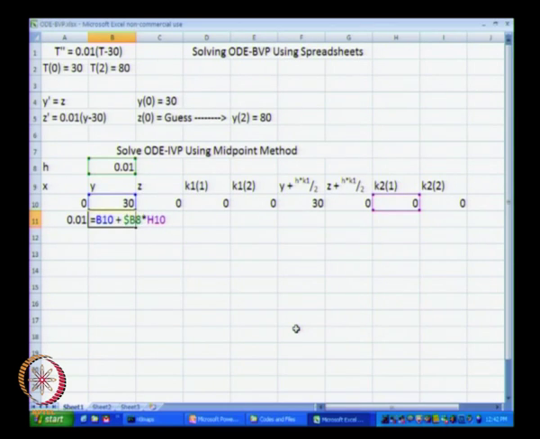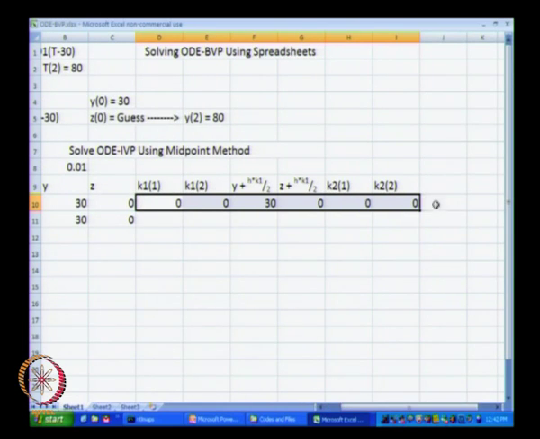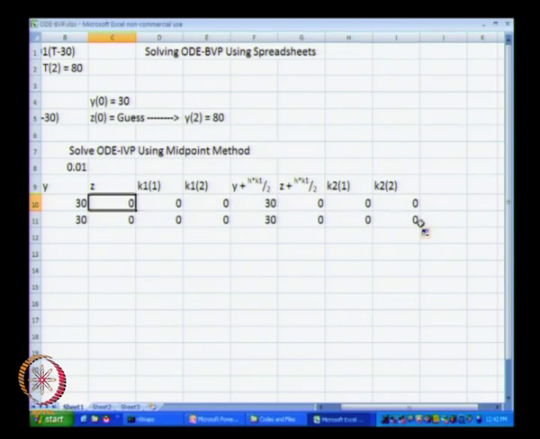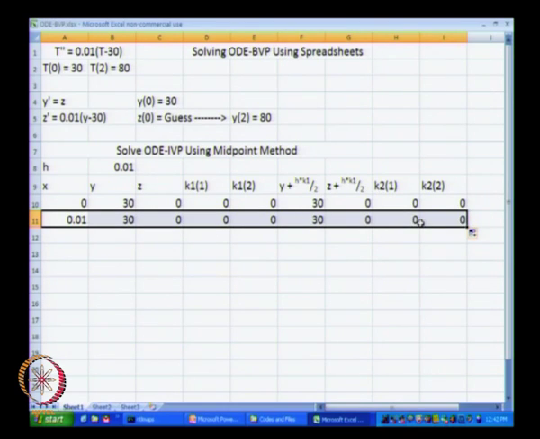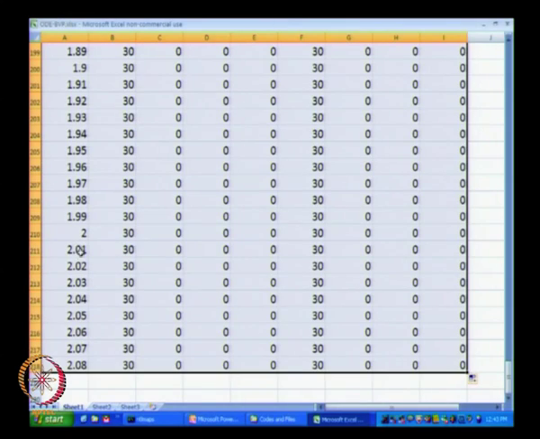and I will put dollars over there, so that whenever we are going to just drag and drop, that value is not going to change. And likewise zi plus 1 is going to be zi plus h multiplied by k2, okay, and for h again I will put the dollar signs. This particular row I will just copy it to the next row, okay, and we will take this entire row and we will copy the entire row below to 2 meters, okay.